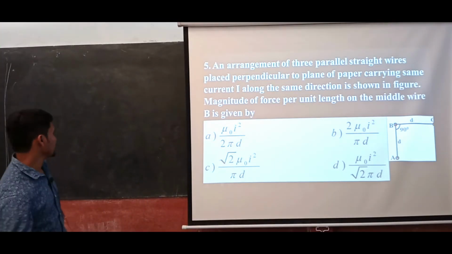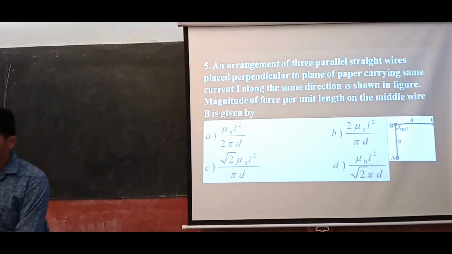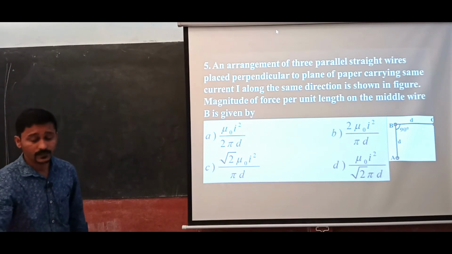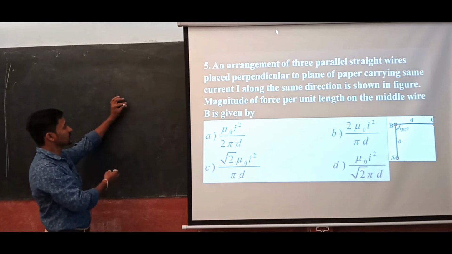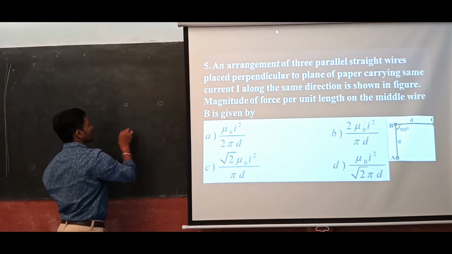See, the arrangement is given and it is kept perpendicular. That is, the 3 wires are kept perpendicular to the plane, like this, it is towards you. One is here and another one is here.